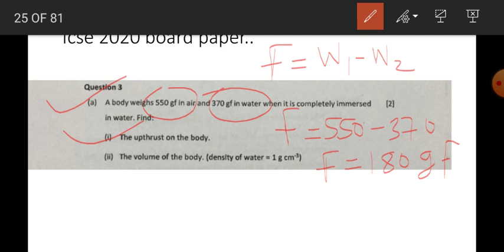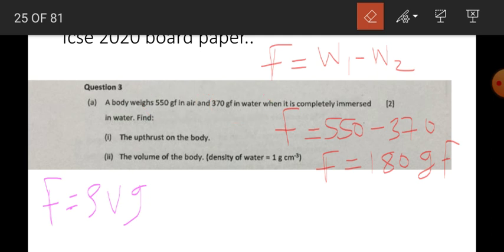Like I said, this type of numerical is asked based on the formula of upthrust. There is one more formula for the upthrust in terms of density and volume, isn't it? Using this formula we can solve the second part. The second part asks what is the volume of the body. So for volume, we use the second formula. We have already calculated the upthrust acting on the body, that is 180 gram force.